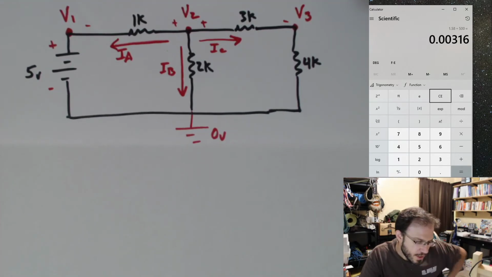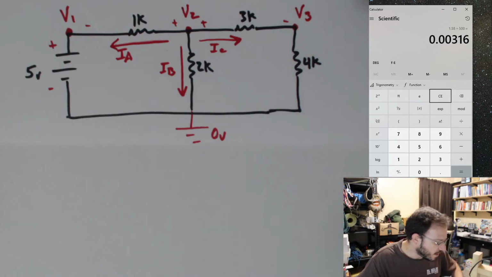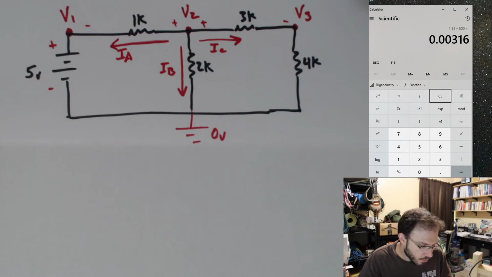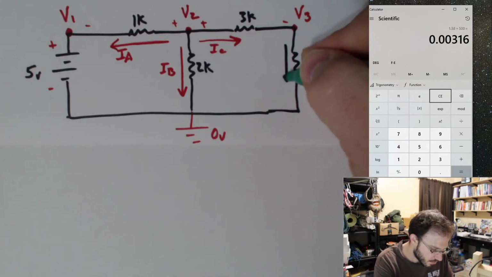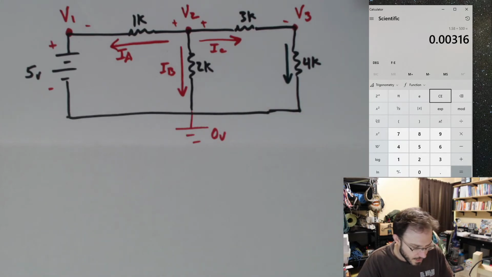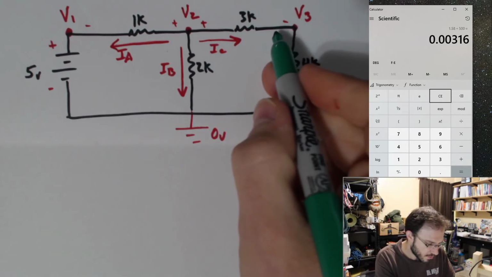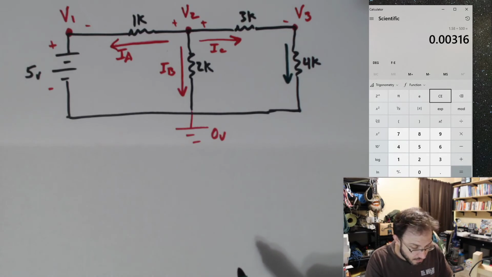Okay, for node V3, I'll go ahead and switch up my colors over here. Oh, interesting. Well, I only have 2 currents. We'll pick this one to go down. Okay. What about up here? Pick it to be leaving.